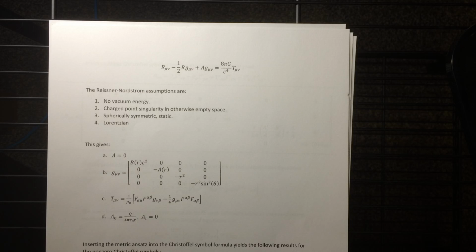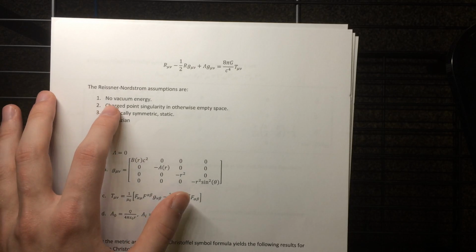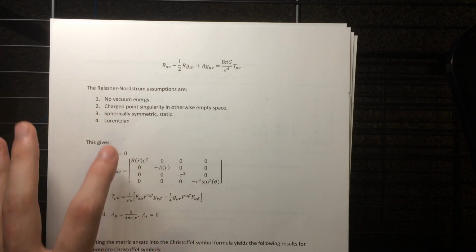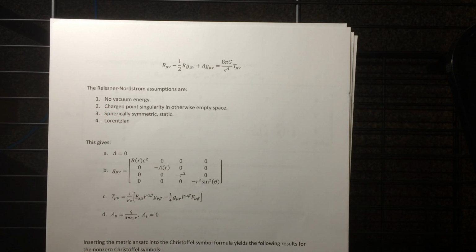The Reissner-Nordstrom assumptions are as follows. No vacuum energy, and the only thing in the space is a charged, massive point singularity. The vacuum and the metric is spherically symmetric and static, and it's Lorentzian because special relativity doesn't just go away because you've got a gravity field.